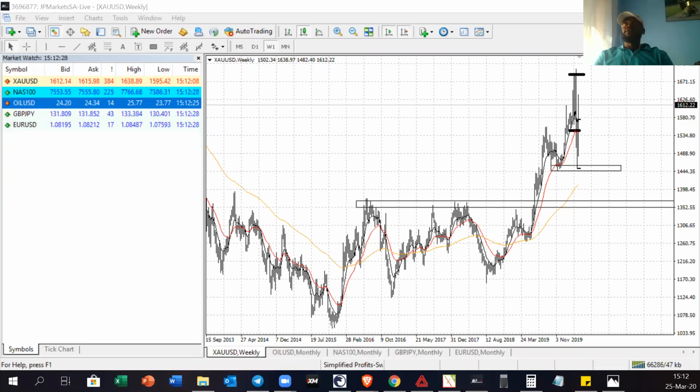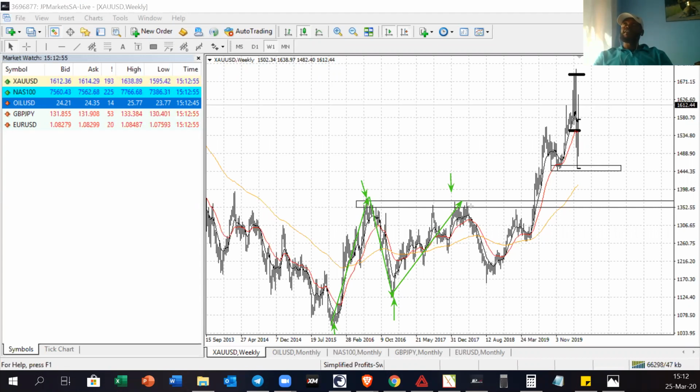Right. Gold green. Higher high, higher low. This is the higher low. This is the higher high. This is the higher low. We didn't make a higher high over here, and that was interesting. And as you can see, price failed to break this level here for a whole year.